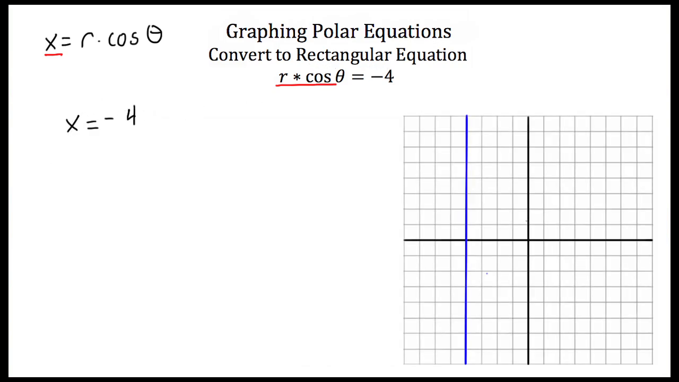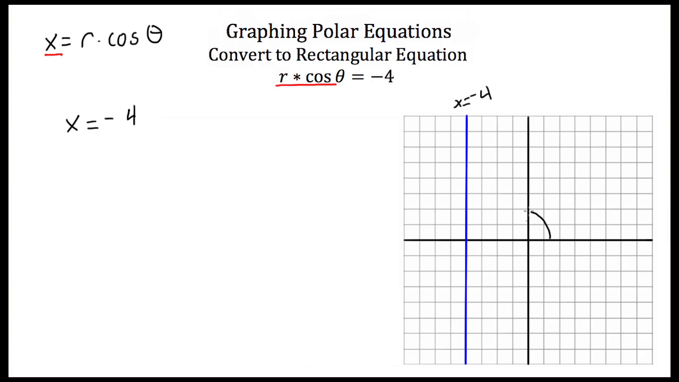So this would be the equation of a vertical line passing through -4, 0. Here it doesn't matter what y is, x is always equal to -4. So here is our vertical line, x is equal to -4.